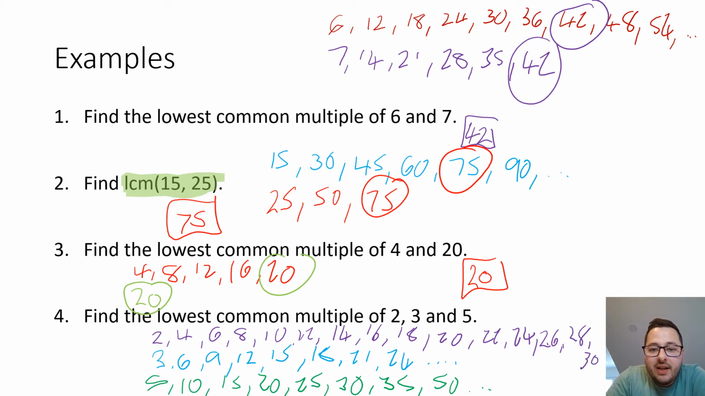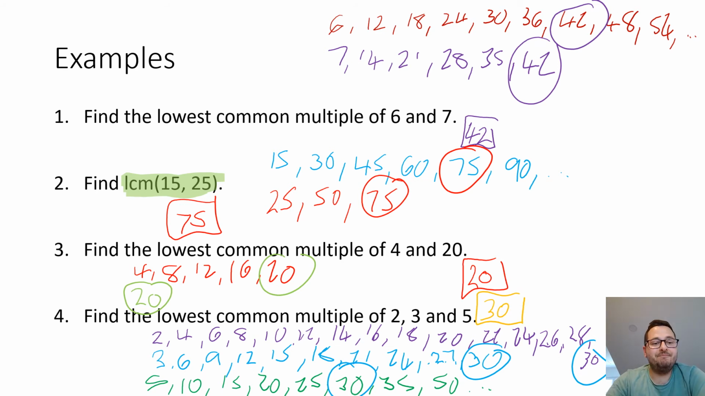And then I've got a good feeling about 30 because 24, 27 in the 3 times table and 30. Okay, so a bit more tricky because you've got 3 numbers, but you're looking for the lowest number that they all fit into, and that is 30. So let's just write that down as a final answer for that.